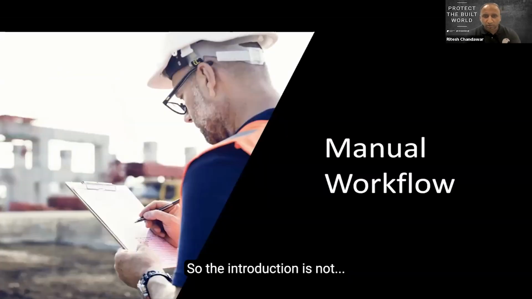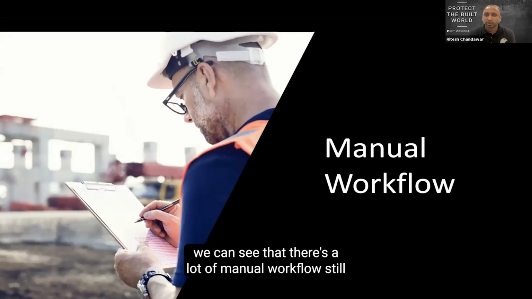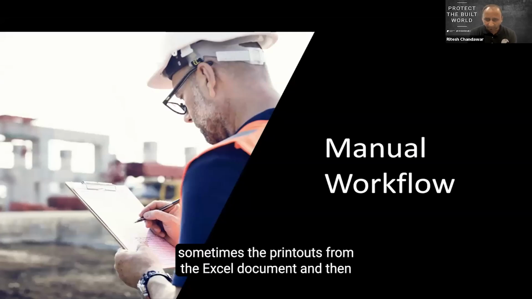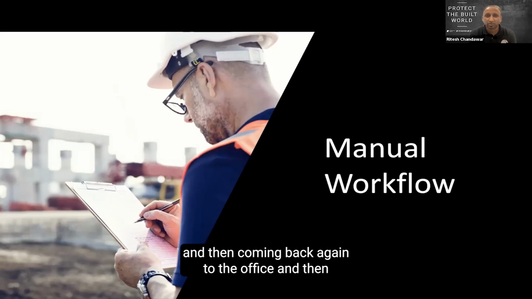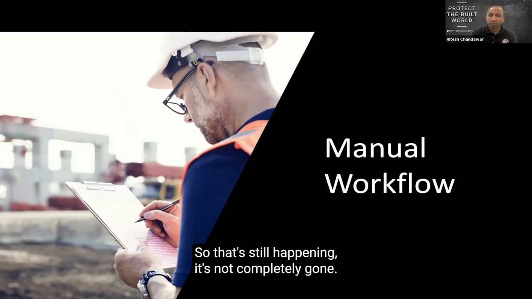So the introduction is now, so let's try to understand how the inspection world has been until now. Digitalization is still happening, but we can see that there is a lot of manual workflow still around. Inspectors are still going into the field with pen and paper, sometimes printouts from an Excel document, and filling out those forms or checking those checklists. And then coming back to the office and digitizing them, or filling out those Excel sheets again back in the office. So that's still happening.